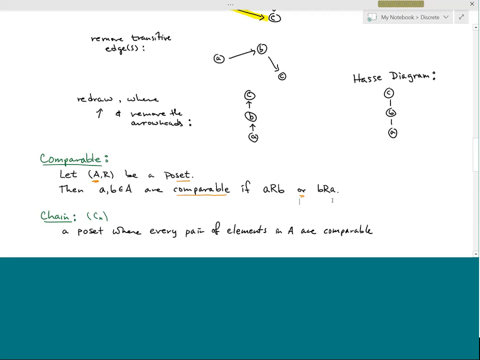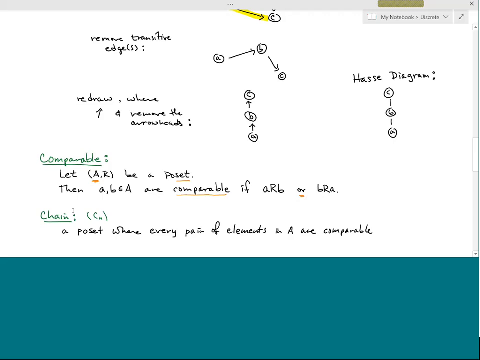Now remember, partial orders as the relations that we're dealing with here are anti-symmetric, so you're not going to have both of these two possibilities. You're going to have one or the other possibility or no relation whatsoever. Comparable means you've got exactly one relation that you can have. There actually is some sort of relationship between them.